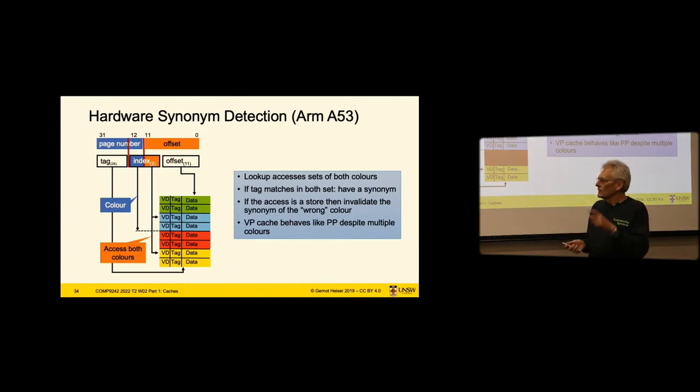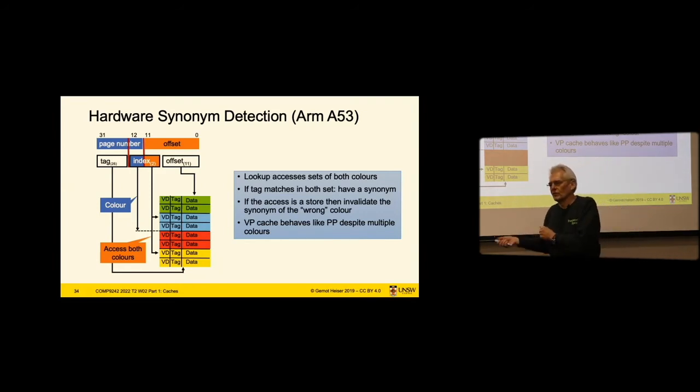So it does the lookup of both sets, does the tag match from both sets. If both sets match in their tag, then it will perform the update in both lines and therefore enforce the consistency of these synonyms. And in that sense, the cache behaves like a physically indexed one.